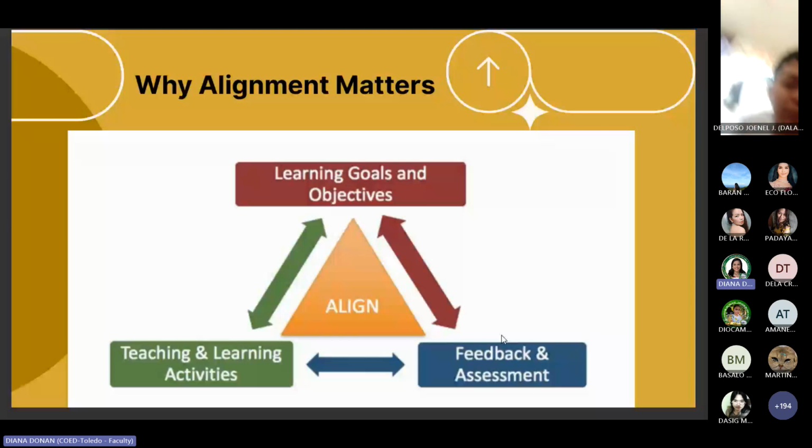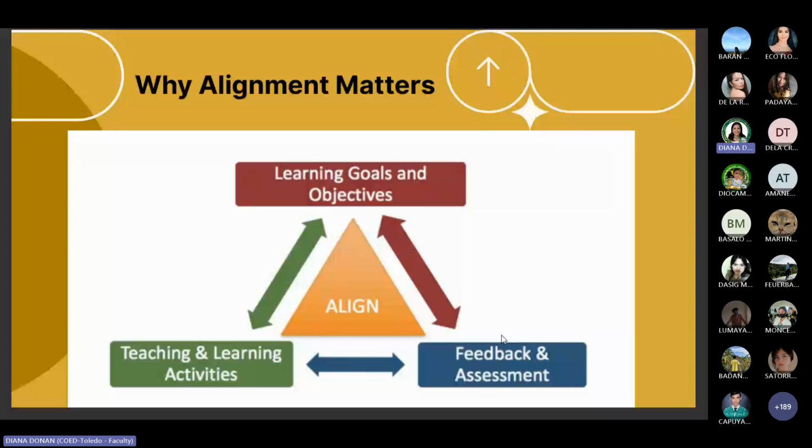So this could be a task in the form of a project, a presentation, or any form of performance task. Now, when these three are aligned, students clearly understand what they're supposed to learn, how they will learn it, and how they will be assessed. Di ba? If they are not aligned, we risk confusing students. We would just be wasting our time and not measuring what matters.